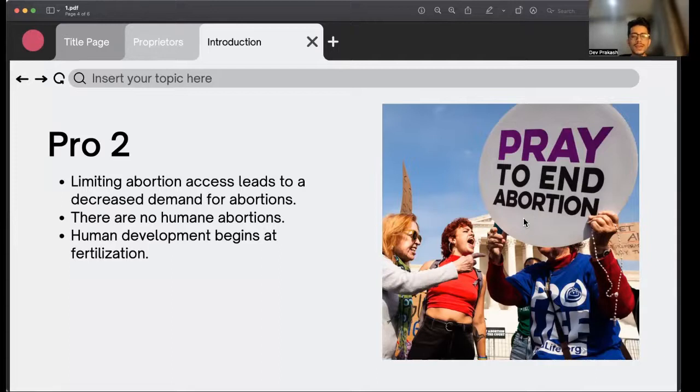Another considerable fact is that there are no humane abortions. Pro-lifers argue that abortion is inhumane, because we would not perform such procedures on humans. So why would we do it on a fetus? Furthermore, from a biological standpoint, human development begins at fertilization. Hence, pro-lifers believe a fetus is already considered a living organism.